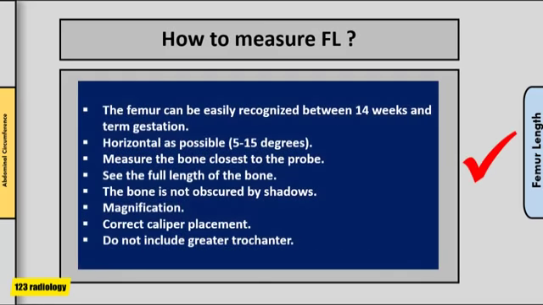So, remember that the femur can be easily recognized between 14 weeks and term gestation. The femur should be as horizontal as possible. Measure the bone closest to the probe. See the full length of the bone. The bone should not be obscured by shadows. Magnification is important. Correct caliper placement is essential. And lastly, do not include greater trochanter in measurement.